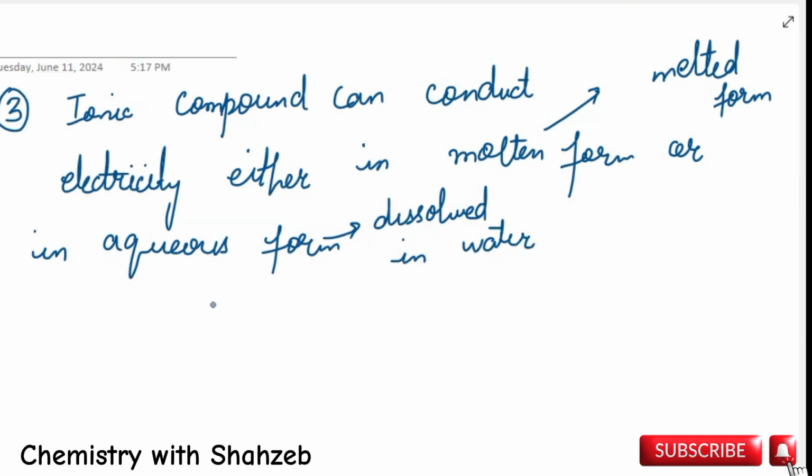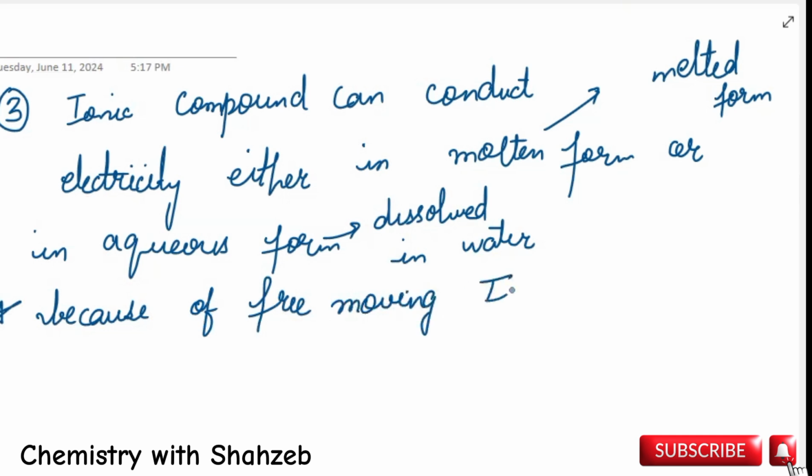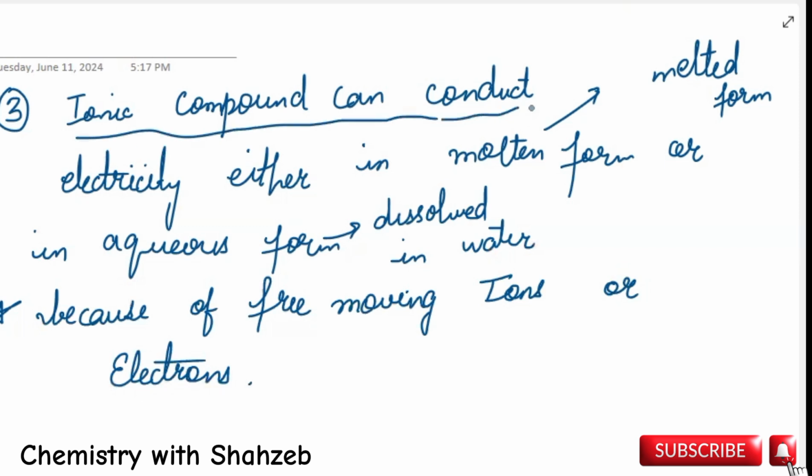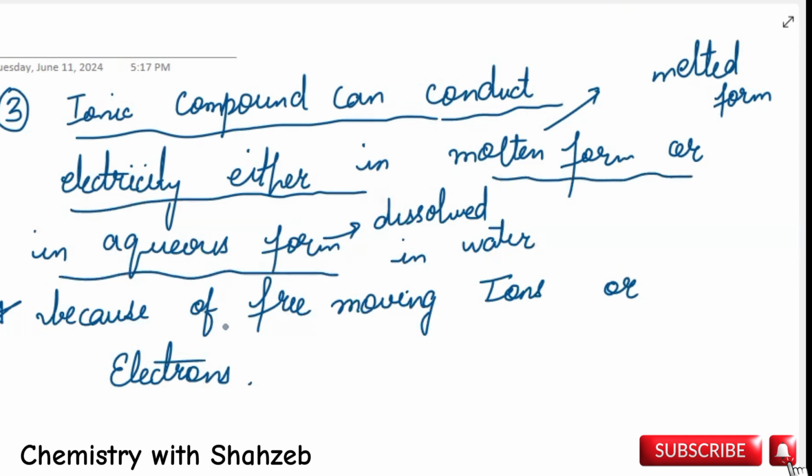Why can they conduct electricity when in molten form or in aqueous form? The reason is because of free moving ions or electrons. This is the reason behind why ionic compounds can conduct electricity, either in molten form or in aqueous form.